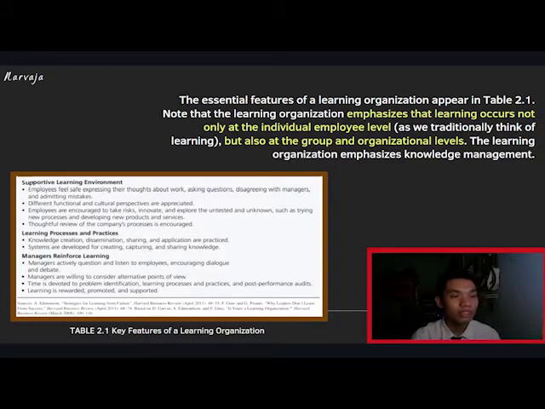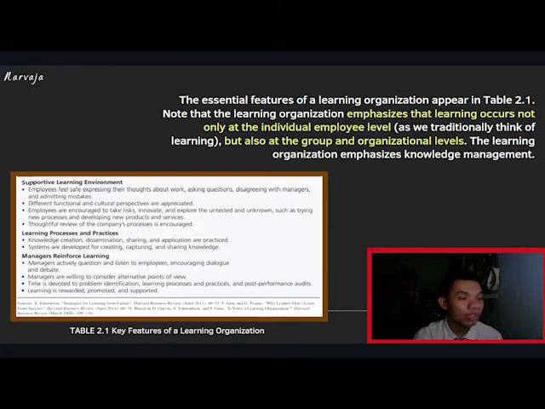The essential features of a learning organization appear in Table 2.1. Note that a learning organization emphasizes that learning occurs not only at the individual employee level, as we traditionally think of learning, but also at the group and organizational levels. The learning organization emphasizes knowledge management. So Table 2.1 shows the key features of a learning organization. It is divided into three: supportive learning environment, learning processes and practices, and managers reinforce learning.